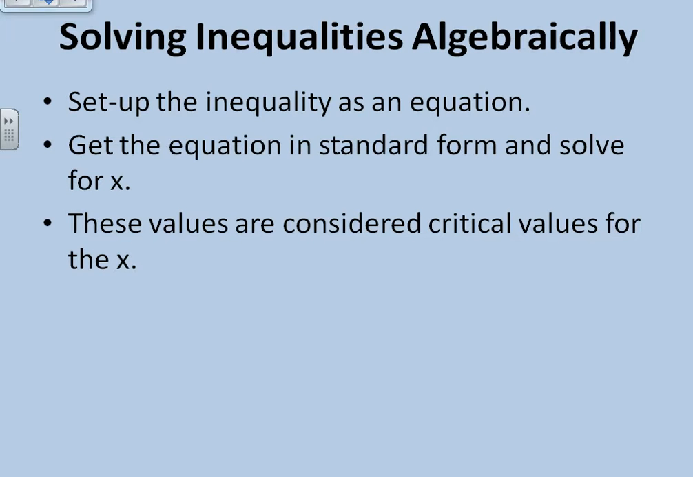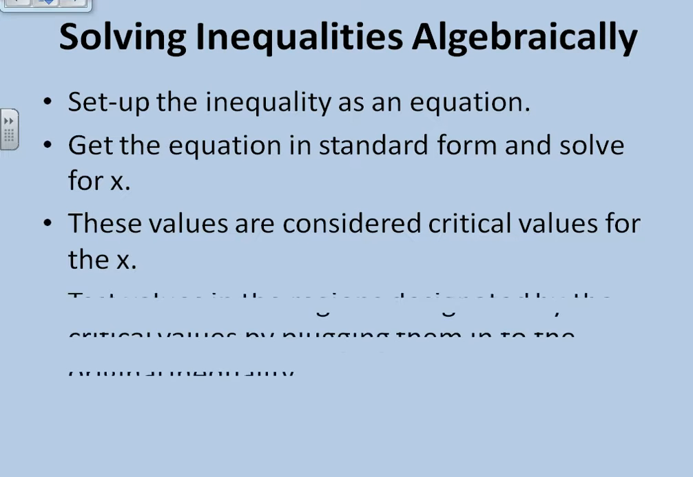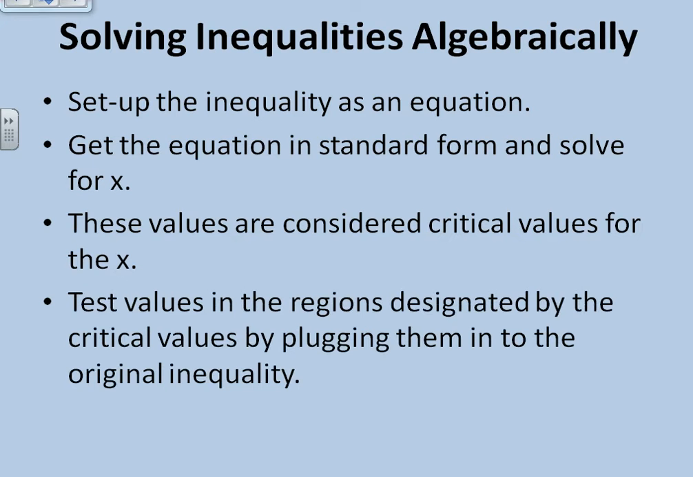These values are what we call the critical values for x. Once we get our solutions for x, those are the places where it's equal to. We're going to use those critical values to find the areas where it's not equal to. And we'll do that here in a second. I'll show you how that works.